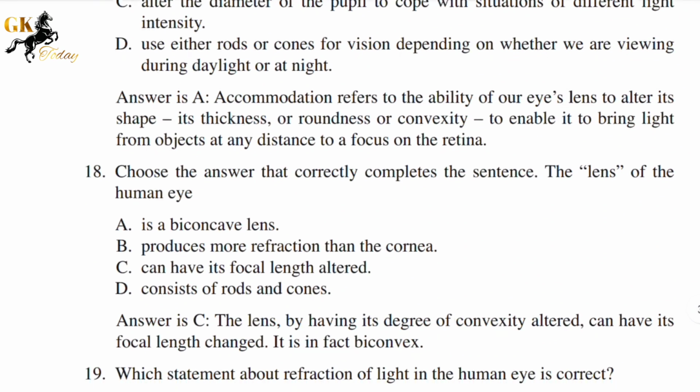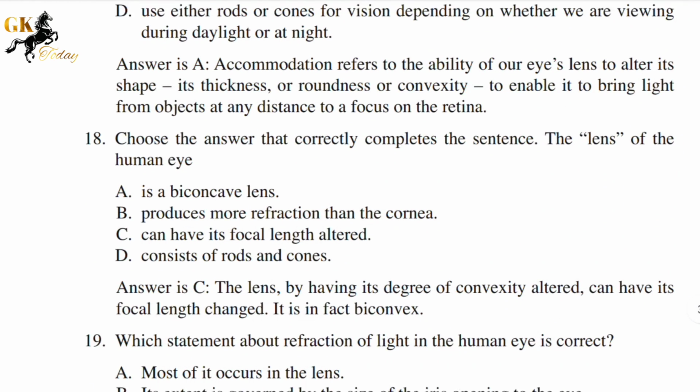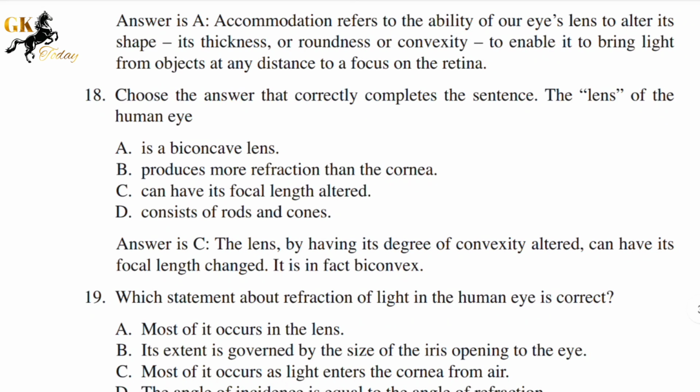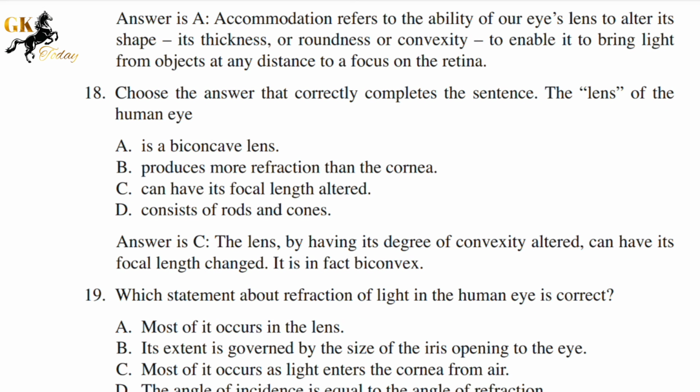Choose the answer that correctly completes the sentence. The lens of the human eye is a biconcave lens, produces more refraction than the cornea, can have its focal length altered, consists of rods and cones. Option C, can have its focal length altered.